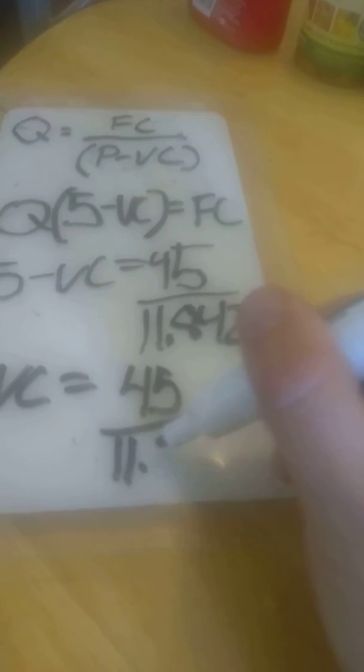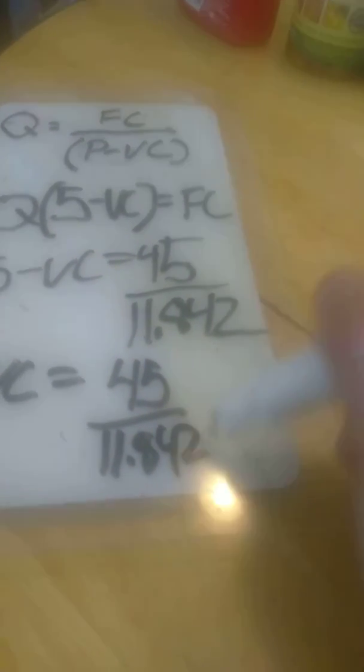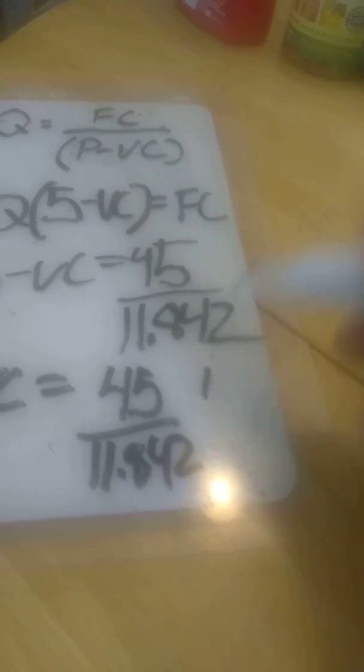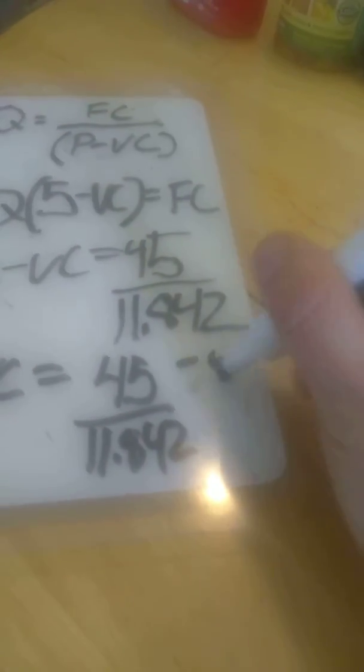So you'd add 5 to both sides, and then if you want to get rid of the negative sign, you'll just multiply everything by -1. But first, variable cost equals 45 divided by 11.842 minus 5. Subtract the 5.